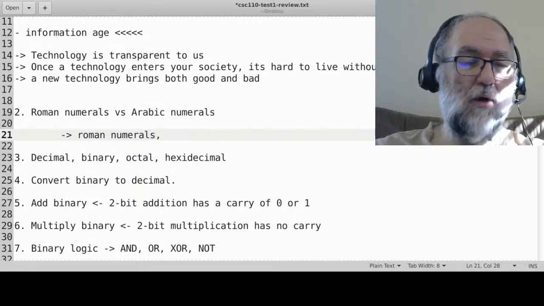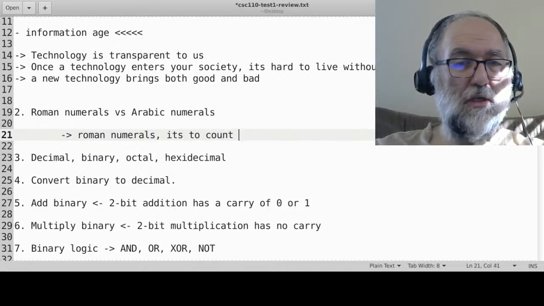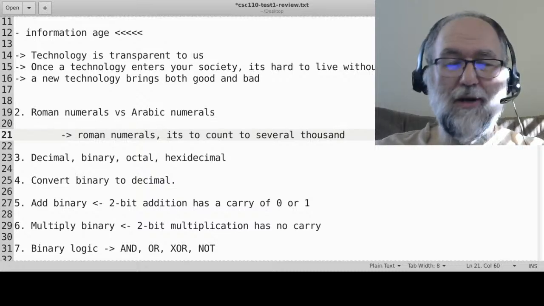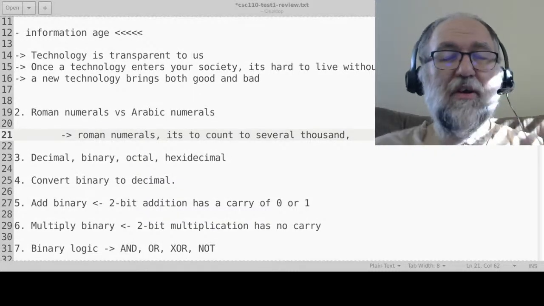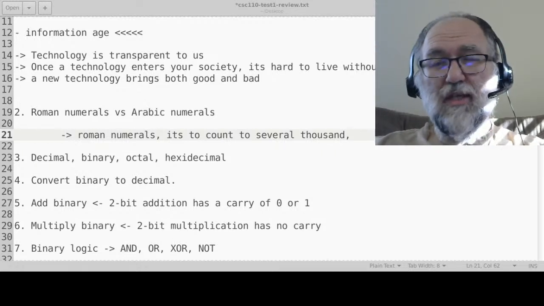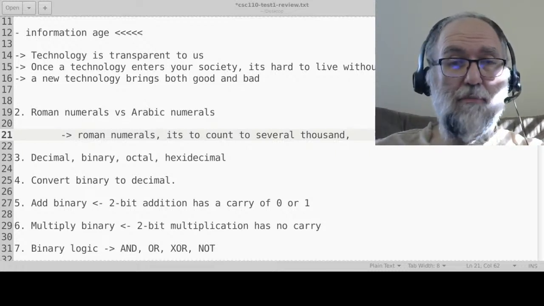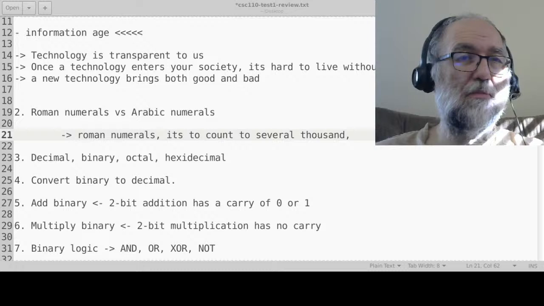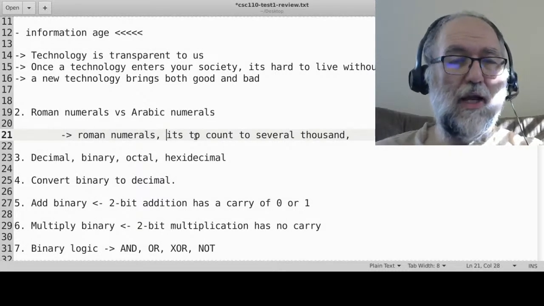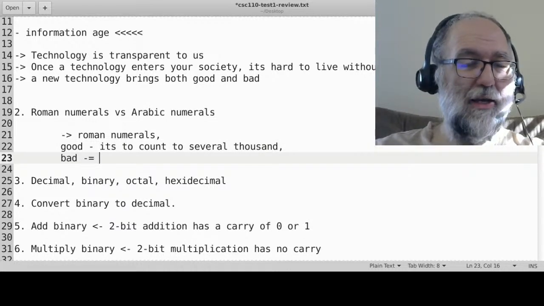it's easy to count up to several thousand, which I don't know if you want to call that a big number or not, but it's a fair size. Remember before that you could use sticks. With sticks, if you're up to about 20 little markings, then you start to lose track of how big your number is. But with Roman numerals you can count up to several thousand, so that's good. That's good that you can count up to several thousand, but bad, can't do arithmetic easily.